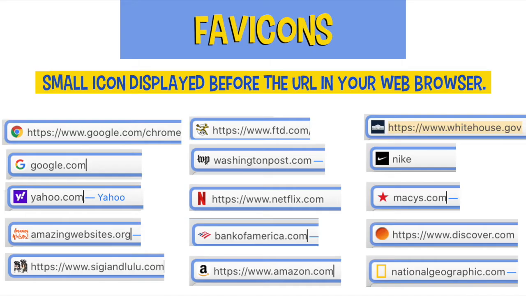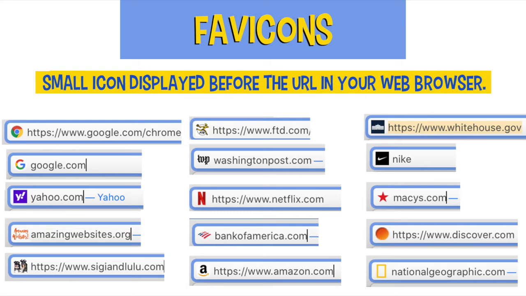A favicon is a small icon. It could be your logo or the name of your company or even just the initial. And it's found in front of the URL in your web browser. All professional companies have favicons. Just take a look at some of the ones listed here. It can be a symbol like Chrome or a letter like Yahoo. It can be a logo like FTD or a symbol like Nike. Even the White House has a favicon on their website.